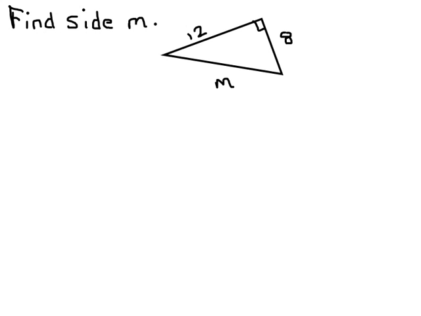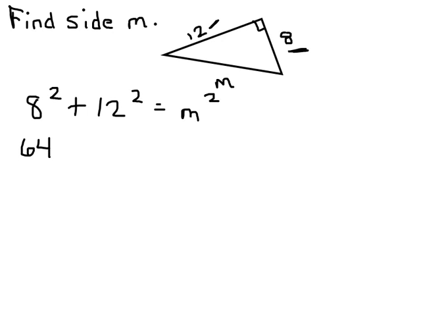Okay, this example says find side M. M in this is, again, the hypotenuse. We've got A can be 8, B can be 12. So 8 squared plus 12 squared is equal to M squared. Alright, 8 squared is 64. 12 squared is 144.